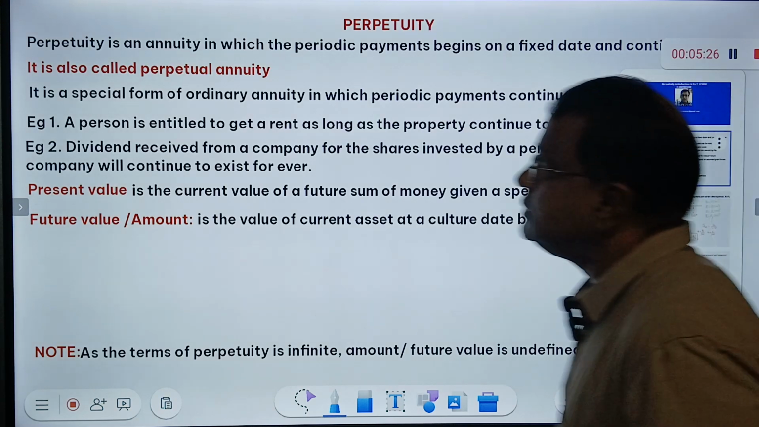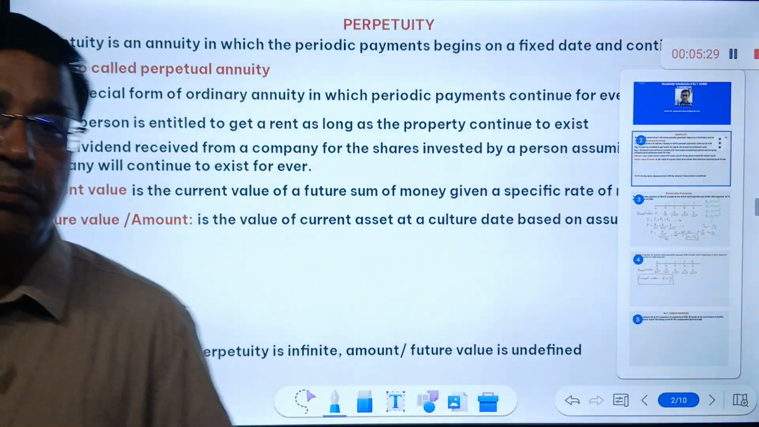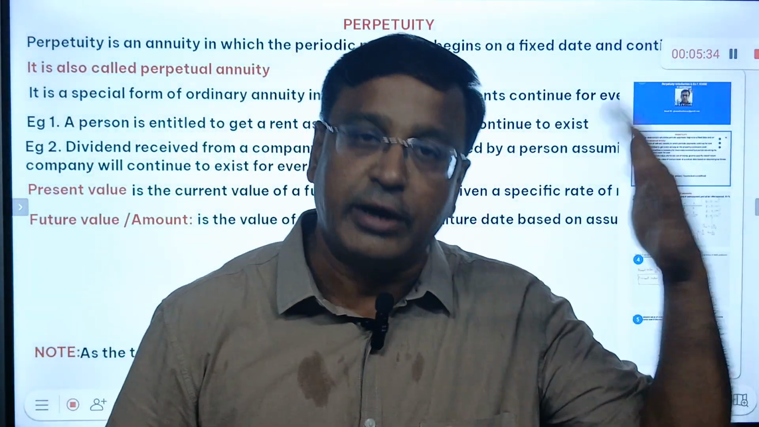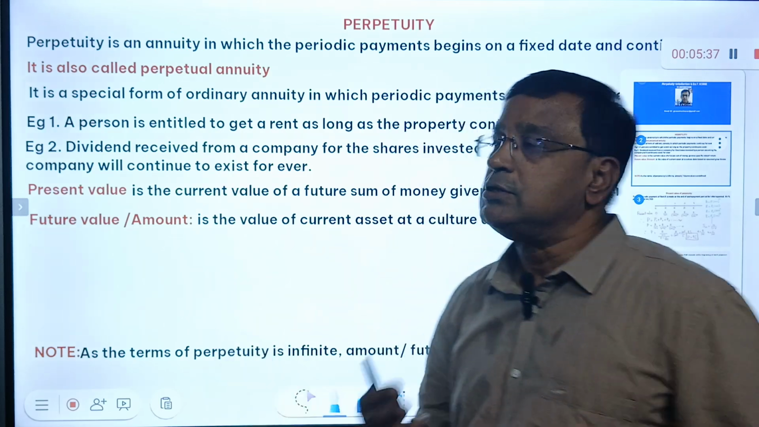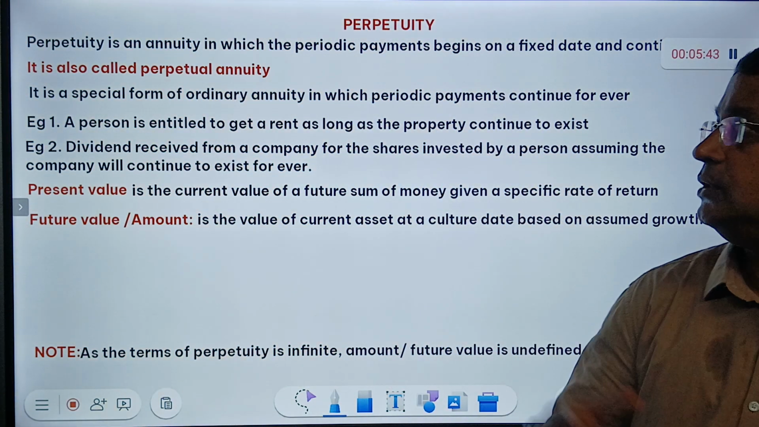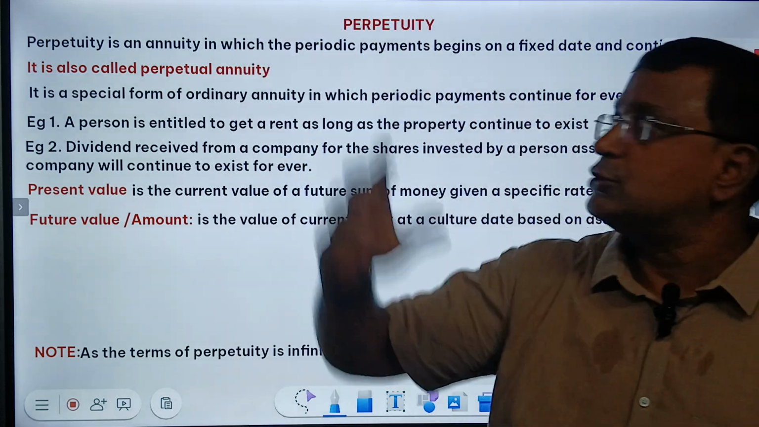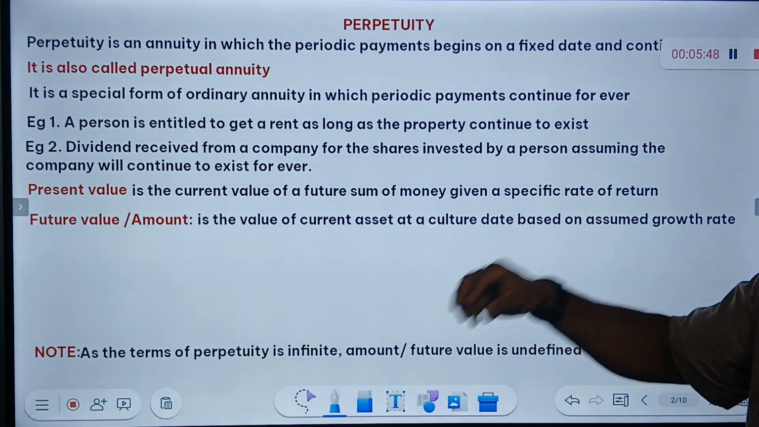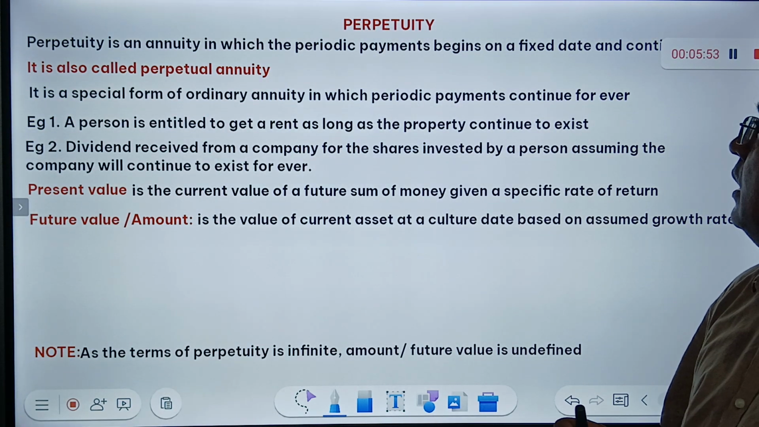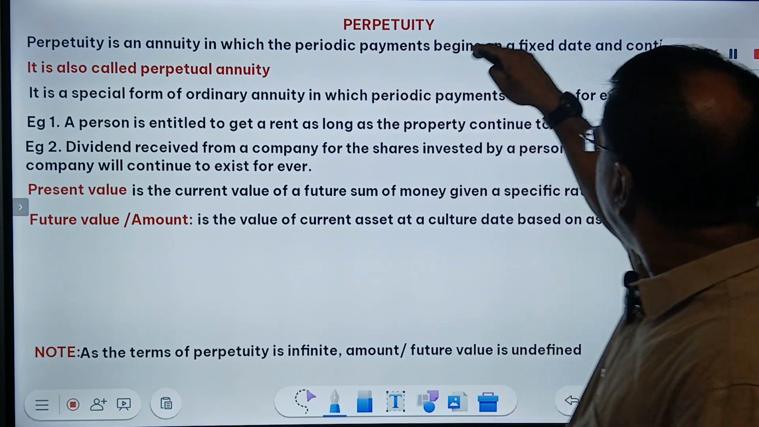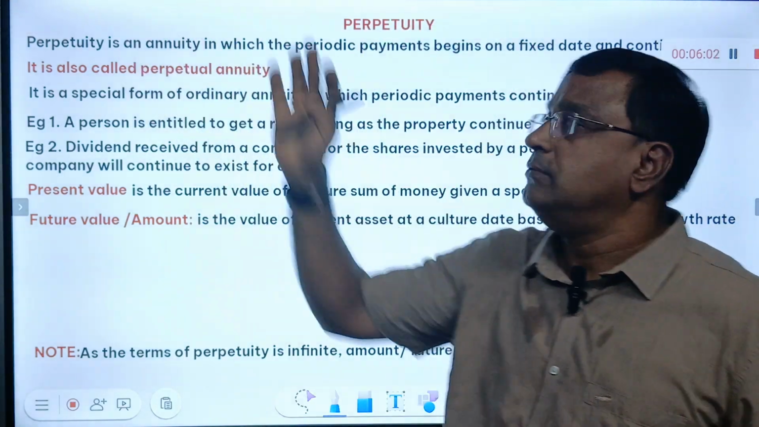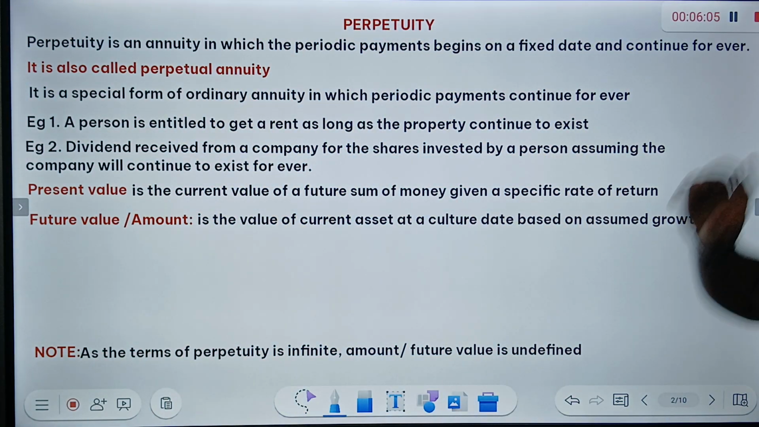Now, what is perpetual? The English word perpetual means never ending. It continues, keeps on going forever. That is what perpetual is. Now, what is perpetuity? As I already told you, perpetuity is an annuity. There is no difference between annuity and perpetuity. Perpetuity is an annuity in which a periodic payment is made at a fixed date and continues forever.